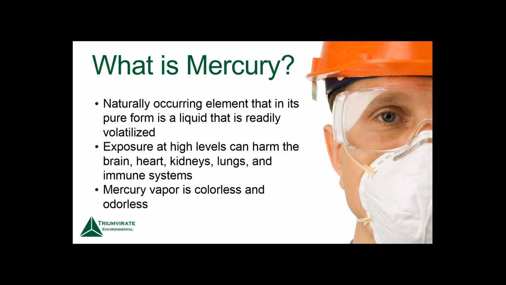So with that, what is mercury? Mercury is a naturally occurring element that in its pure form is a liquid that is readily volatilized. Exposure at high levels can harm the brain, heart, kidneys, lungs, and immune system. And mercury vapor is colorless and odorless.